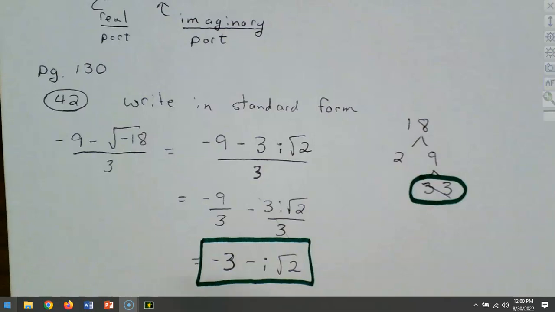And this is a real part of a minus 3. The imaginary part is that minus square root of 2. So you have the real part out in front. The imaginary part is behind it.